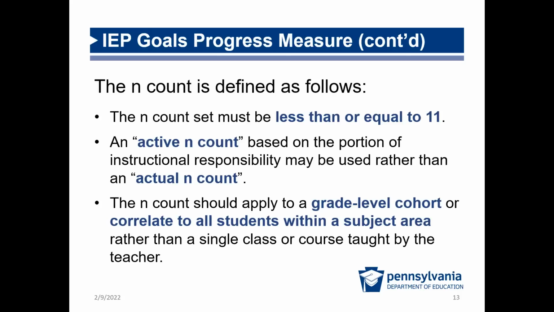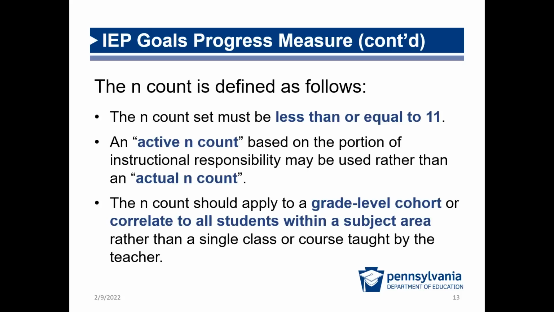Then we have active versus actual. If I'm a secondary math teacher, amongst my whole roster, I'm going to ask, what are my IEP goals? I have 12 students that have this similar goal. My LEA must choose the N count and then choose active or actual. If my LEA says we're going by the actual number, okay, I have 12. Therefore, I qualify for an IEP goals progress measure.